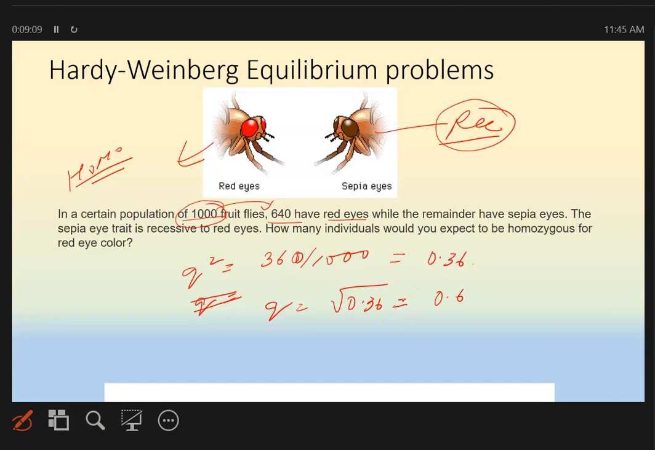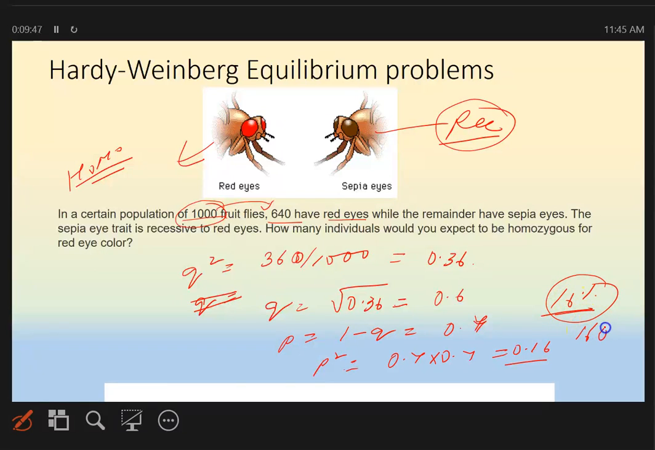If Q is 0.6, therefore P is 1 minus Q, which equals 0.4. Got it? And therefore P squared equals 0.4 times 0.4, which equals 0.16. So the homozygous dominant will be 16%. That means out of 1,000, it will be 160 individuals that are homozygous dominant.